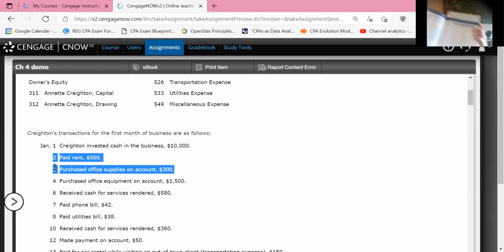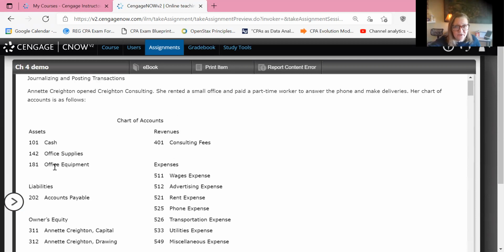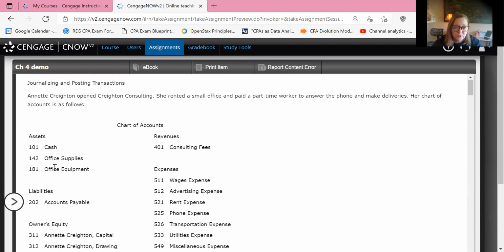So now I'm going to be going by this data set that's in the book, rather than have to flip back and forth on the Cengage site. But in any case, here we go. Let me show you what they've given you. Ann Crichton opened Crichton Consulting. She rented a small office and paid a part-time worker to answer the phone and make deliveries, and here's her chart of accounts.